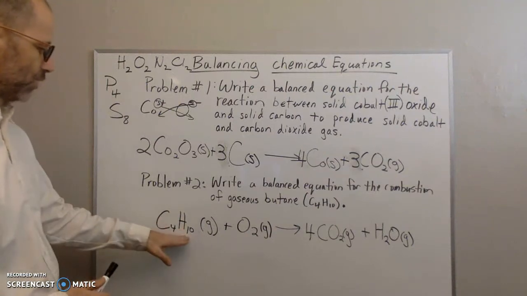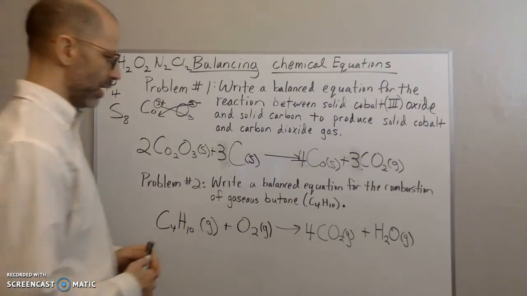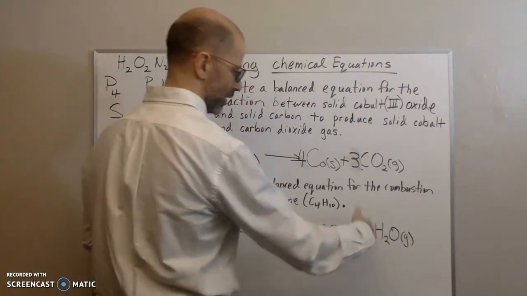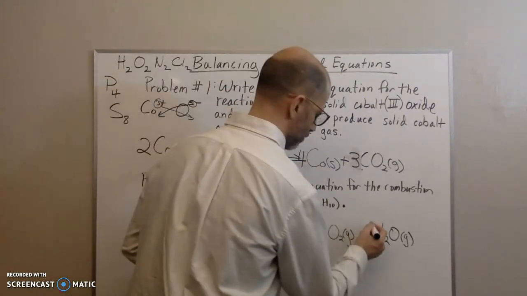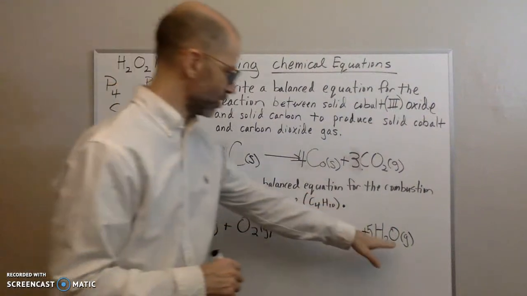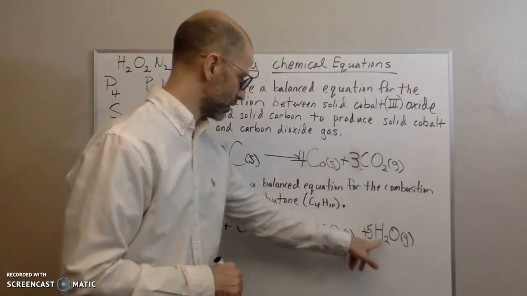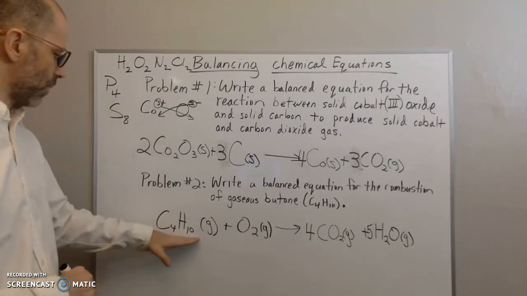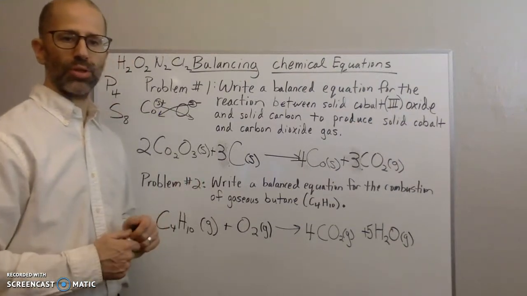Now I can go to hydrogen. So 1 times 10 is 10. I have 10 hydrogen, and over here I have 2 hydrogen. So what times 2 is going to give me 10? So 5. That means I need to put the 5 as a coefficient. Notice I did not change subscripts. So I have 5 times 2 is 10 hydrogen, 1 times 10 is 10 hydrogen. So now my hydrogen and my carbon are balanced. I'm done with those two.